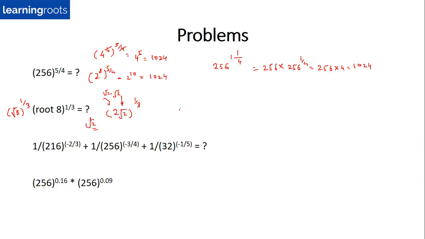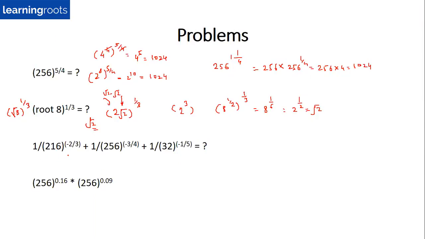Or what you can do is you can write 8 as 2 raised to 3, and so either you can do this, or you can write, instead of this, say 8 raised to 1 by 2, and this raised to 1 by 3. Right? So this becomes 8 raised to 1 by 6, which is nothing but 2 raised to 3 into 1 by 6. So 2 raised to half, which is root 2. Coming to the third question.